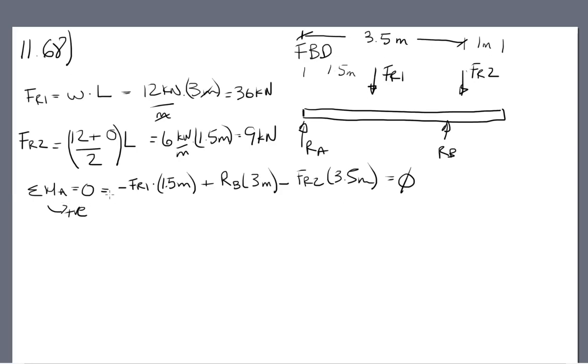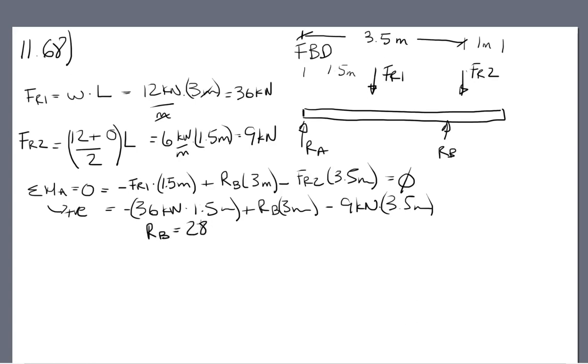Okay, so what's FR1? It's 36. Negative 36 kilonewtons times 1.5 meters plus RB times 3 meters minus 9 kilonewtons times 3.5 meters. Okay. So now we can solve for RB, which equals 28.5 kilonewtons. RB equals 28.5. I'll let you go through that exercise, okay?